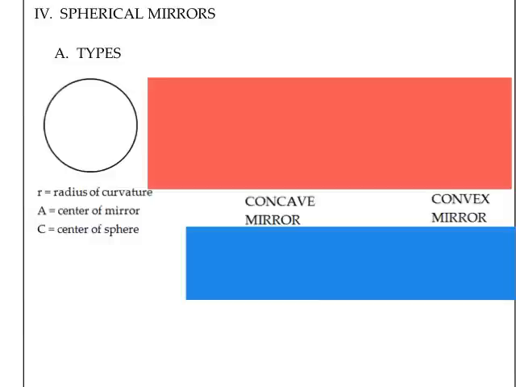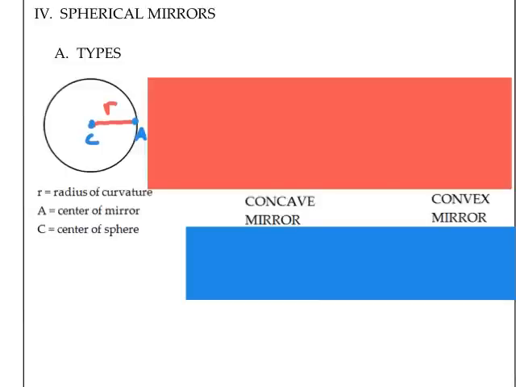But first we need to label a couple of points. So draw in a radius anywhere you would like to on your sphere. This is going to be the radius of curvature. Now we're going to have point A is going to be where the radius touches the end of the sphere, so the end of your radius, and then point C would be in the center.